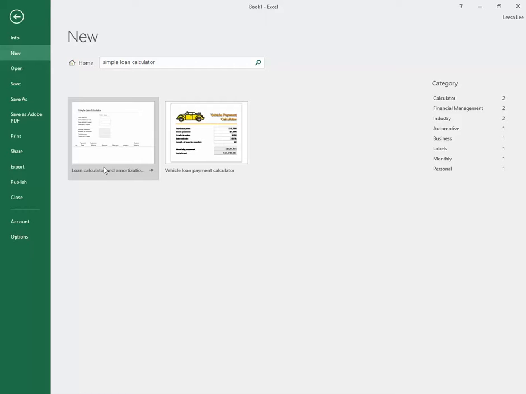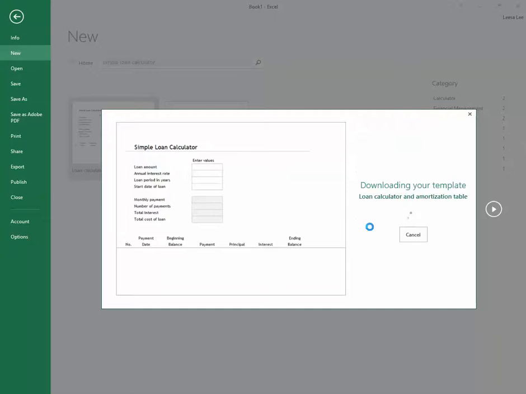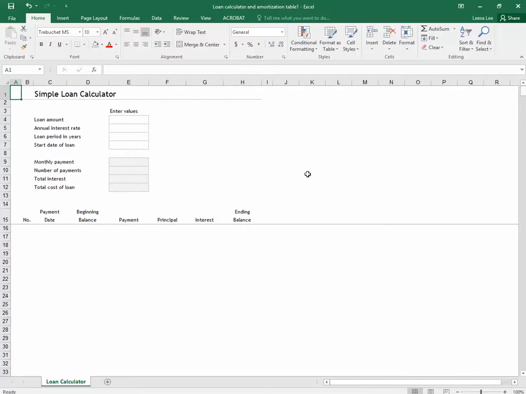Here we found the loan calculator and amortization table. That one will work. We've selected the template and now hit create. So we want to fill in the information we spoke of. The loan amount is $13,000 at an annual rate of 5%. We haven't decided on how long to have the loan, but let's say 5 years, and that we're going to start the loan on May 1st.